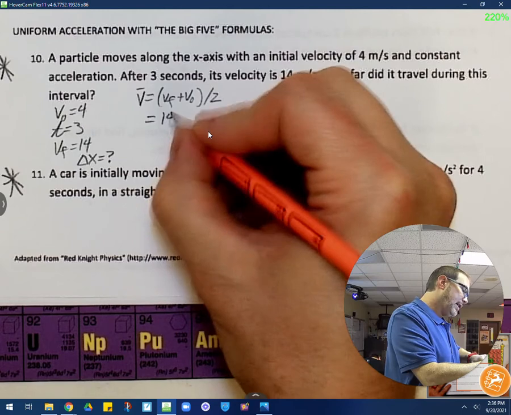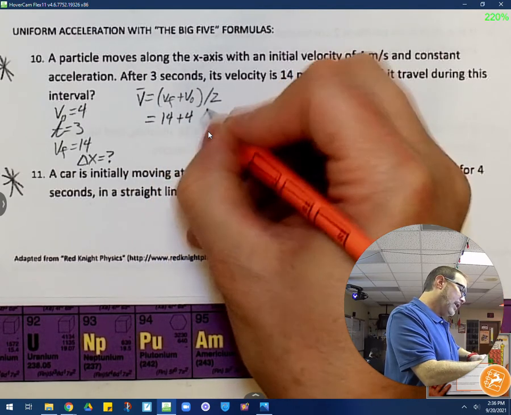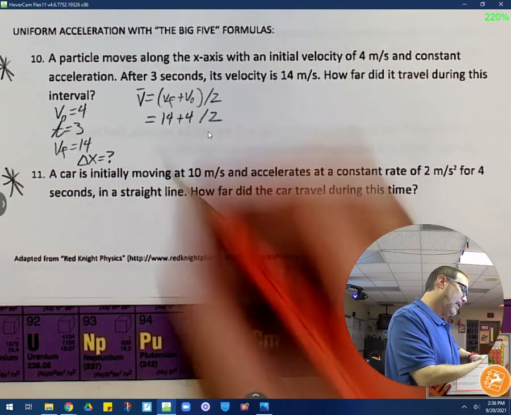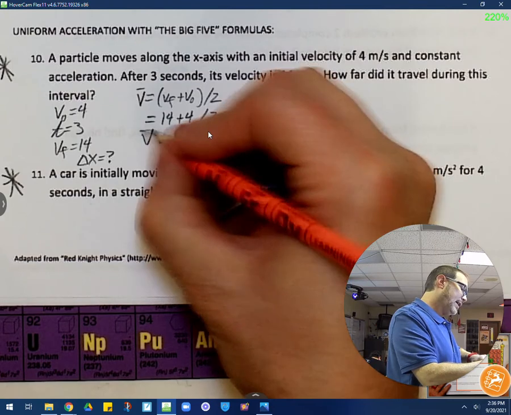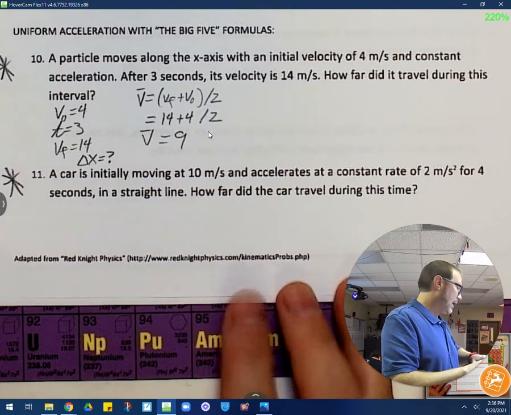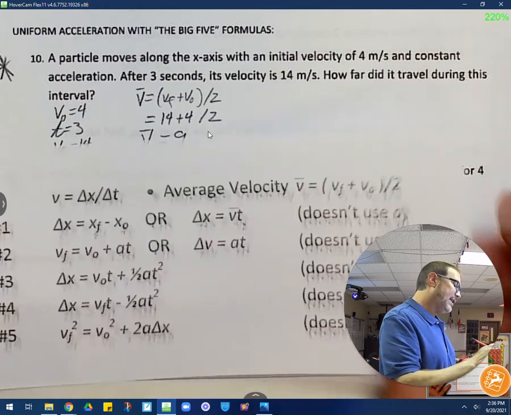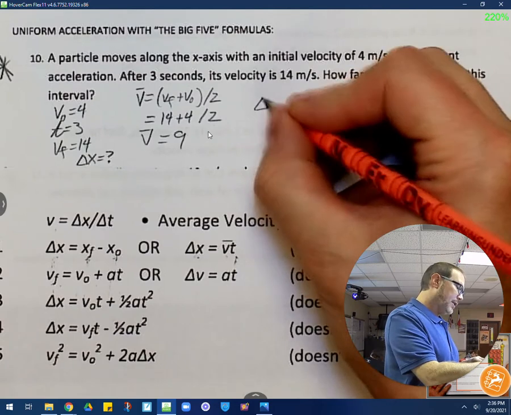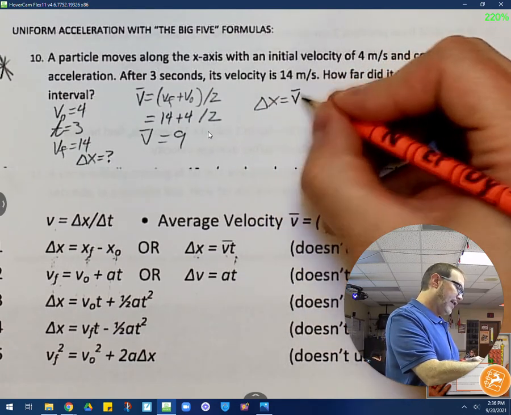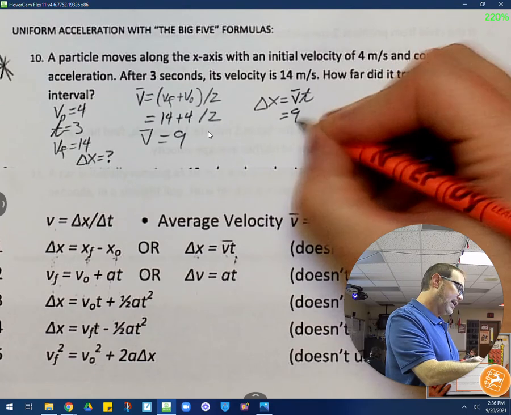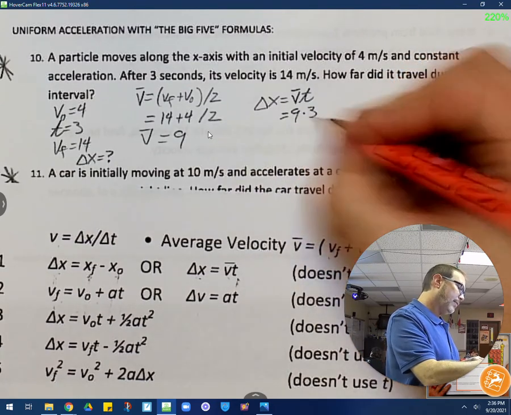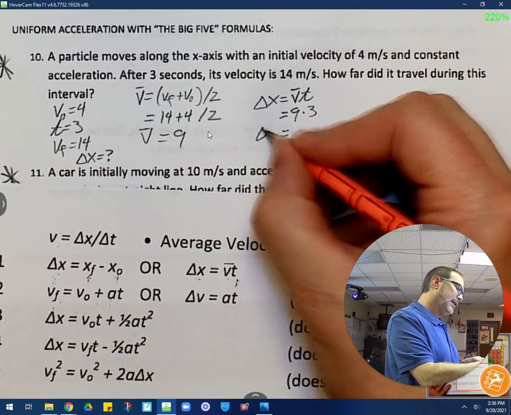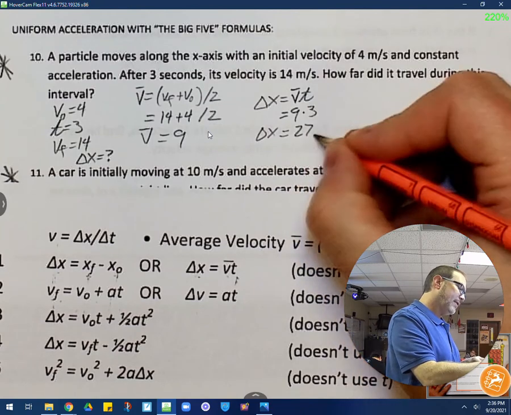So it's going to be 14 plus 4 divided by 2. 14 plus 4 is 18. What's 18 divided by 2? Okay, so average velocity is going to equal 9. Now I'm going to look at Big 5 number 1, and I'm going to see that my displacement is equal to average velocity times time. So delta x equals average v times t, which equals 9 times 3. So how far did it move? Delta x equals 27 meters.